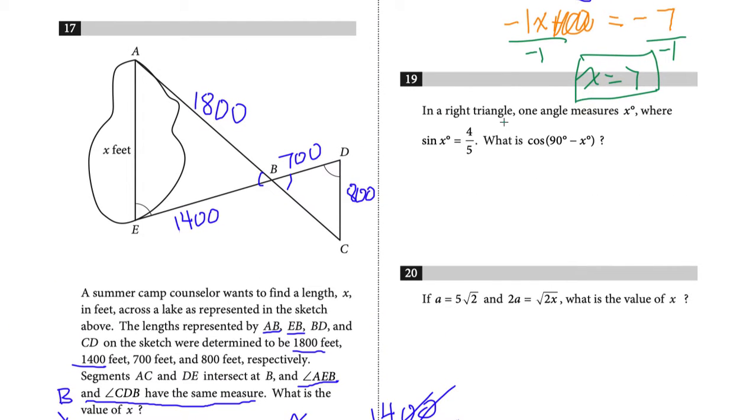Number 19. In a right triangle, one angle measures x degrees, where sine of x degrees is 4/5. This, we have not even touched trigonometry. But again, it's another thing that you're going to learn in geometry. I'll show you how to do this one, but I can't teach it in depth because it's like a whole lesson just for this one type of problem.